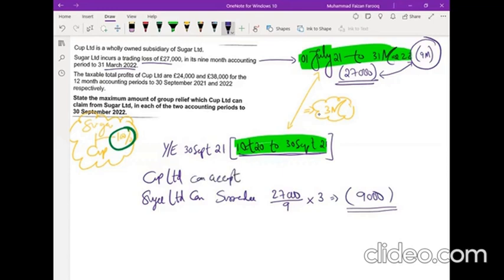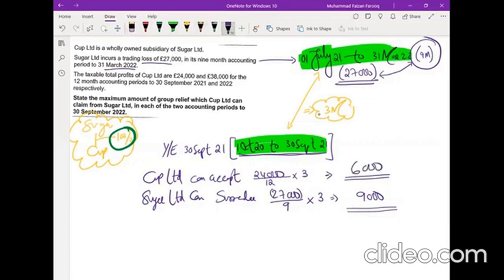What about Cup Limited can accept? Cup Limited has a profit. How much profit? 24,000. This profit is for the year, for 12 months. And how many months did we match? 3 months. So the answer is 6,000.